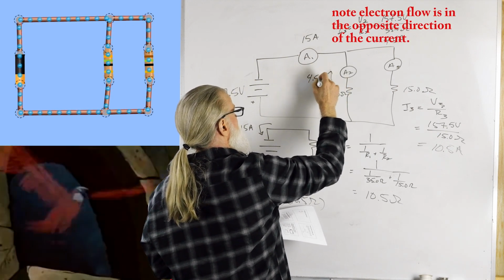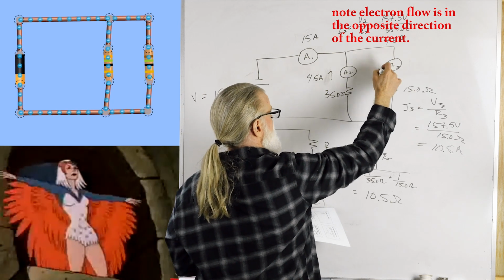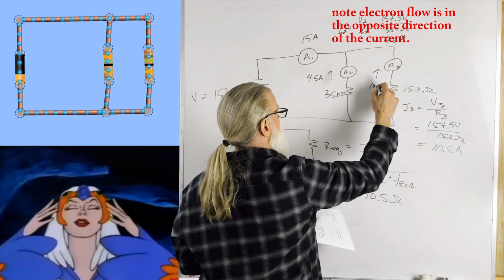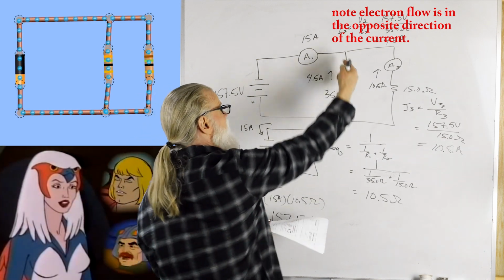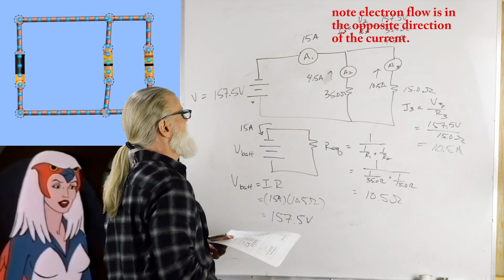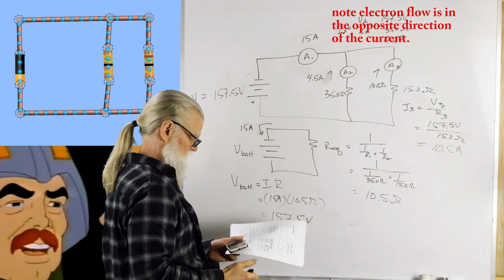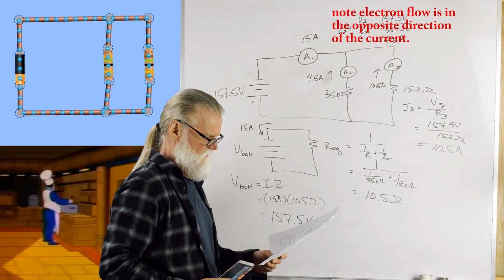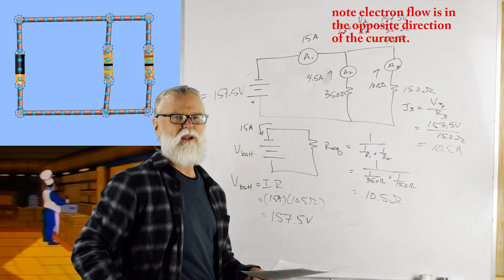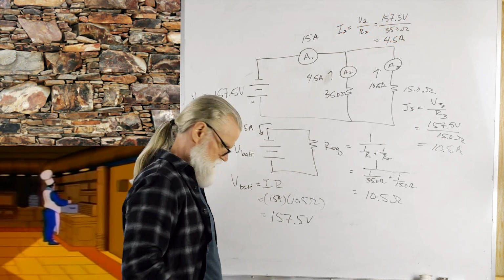4.5 amps going this way. 10.5 amps going that way. And they come together, and they add up to 15. All right, there we go. The ammeter reading for A3 was 10.5 amperes. I think I'm done.